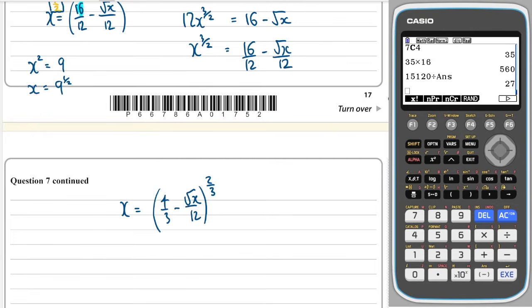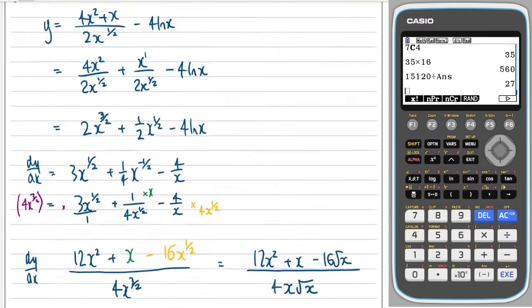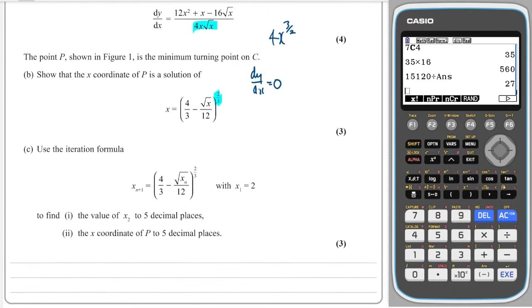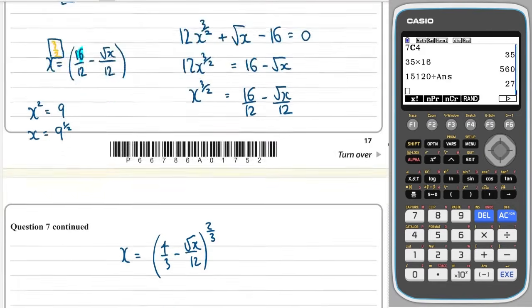Okay. Next part. It says use the iterative formula we've created, where x1 equals 2. Find the value of x2, and then find the x coordinate of P to 5 decimal places. Okay, so this is all calculator work now.